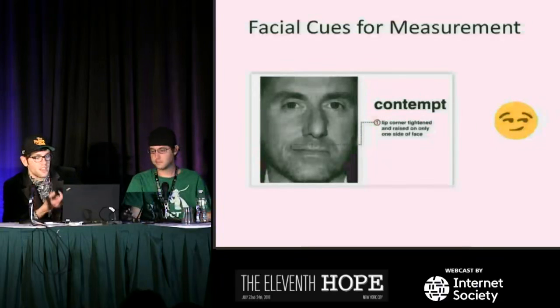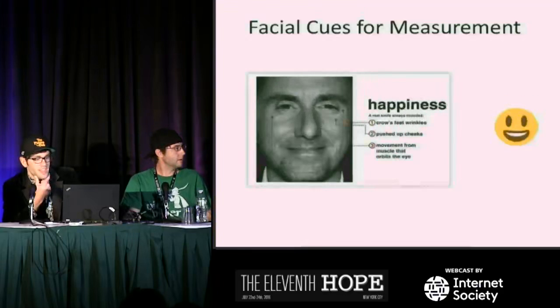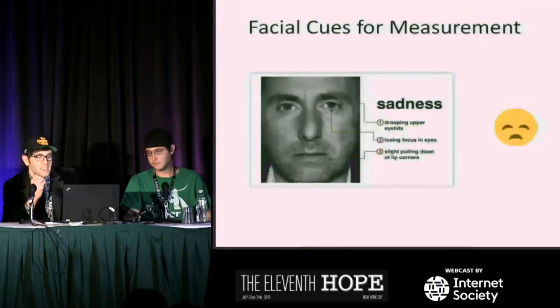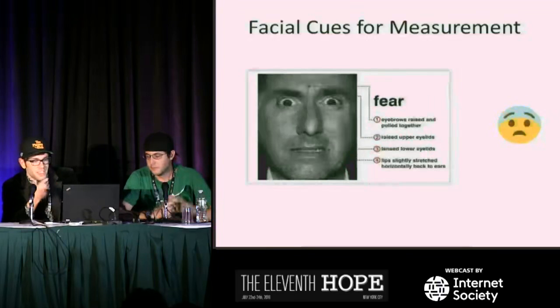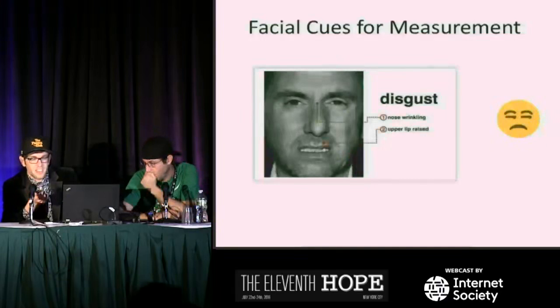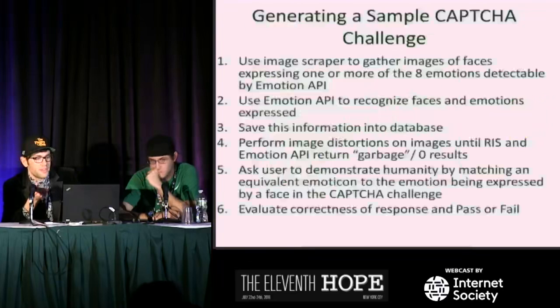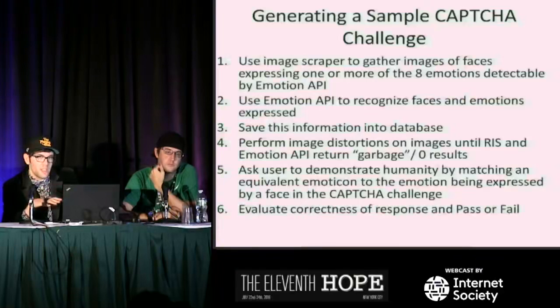Contempt, corner lip. Surprise, eyebrows raised, mouth open. Happiness, crow's feet, pushed up cheeks, lips pointing up. Sadness, drooping upper eyelids, loss in focus, frowning mouth pointing down. Fear, you got your eyebrows up, raised upper eyelids, lips parted. Disgust, nose wrinkled, upper lip pulled up. So what those are is 8 universal emotions. Those emotions are conveyed across cultures, no problem. Any human can ostensibly recognize those 8 emotions.